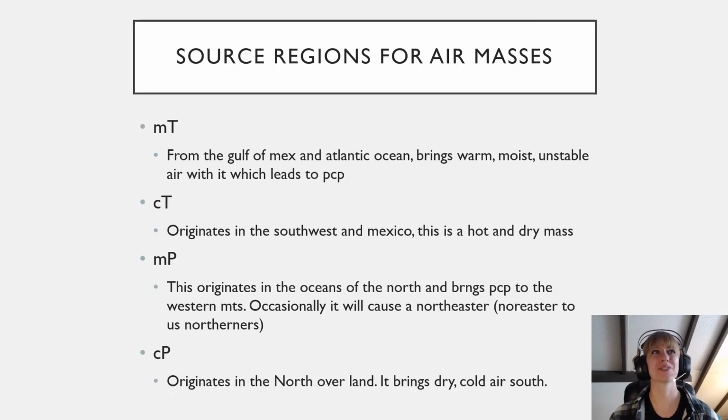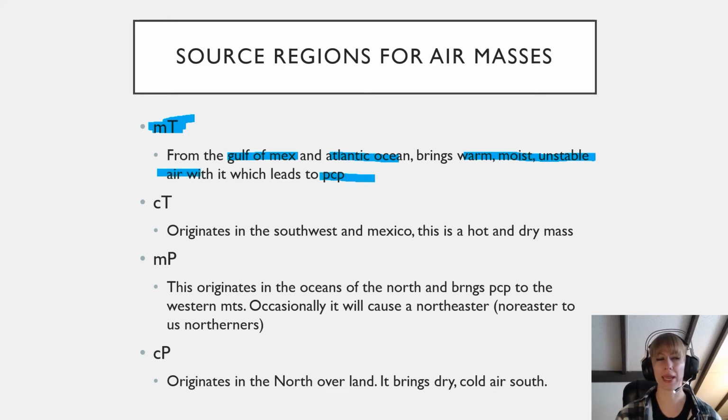So, source regions for air masses. For maritime tropical, we're going to get the Gulf of Mexico and the Atlantic Ocean, and we're going to have warm, moist, unstable air. So we're going to get a lot of rain. Continental tropical comes from the Southwest and Mexico. It's hot and dry, so we're not going to have precipitation.